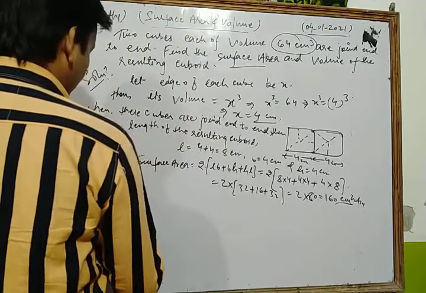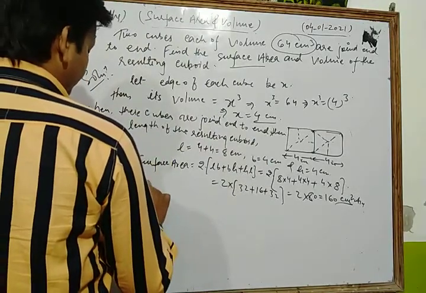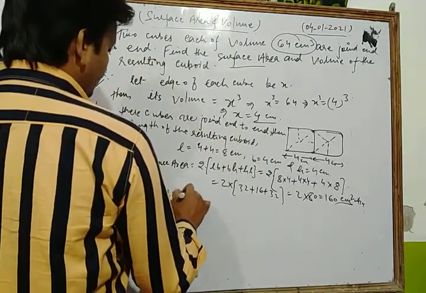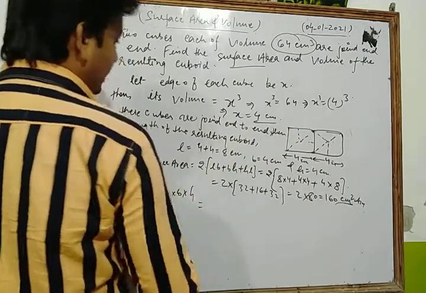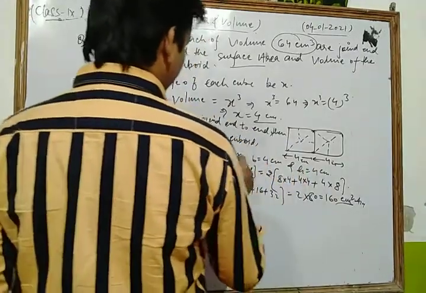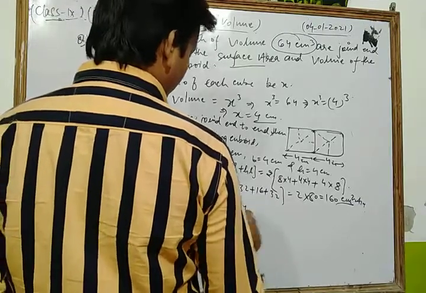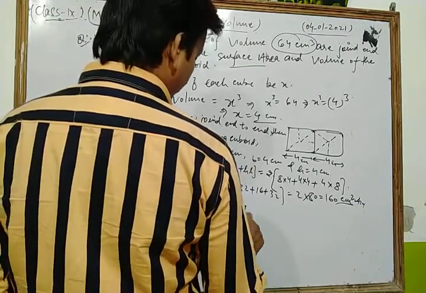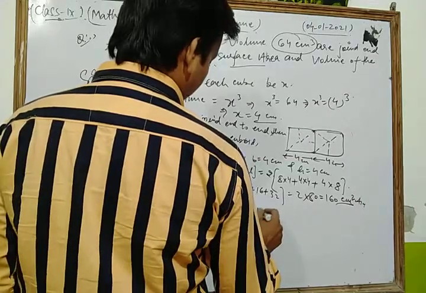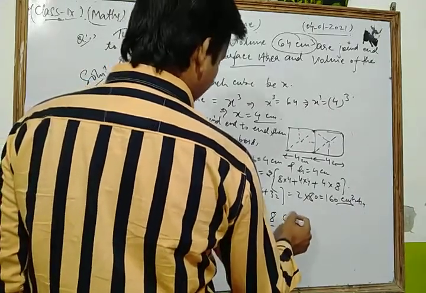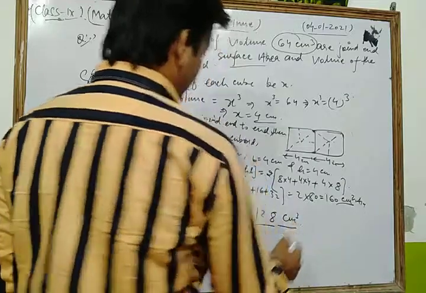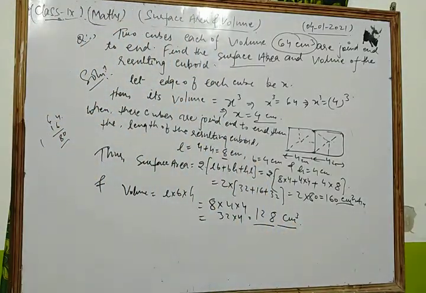Now we also find the volume of the new cuboid. You know that the formula for volume is L into B into H. So L, the length of the resulting cuboid, is what? 8, right? So 8 into 4 into 4. 8 times 4 is 32, into 4. 4 twos are 8, 4 threes are 12. 128 centimeter cube. Okay.